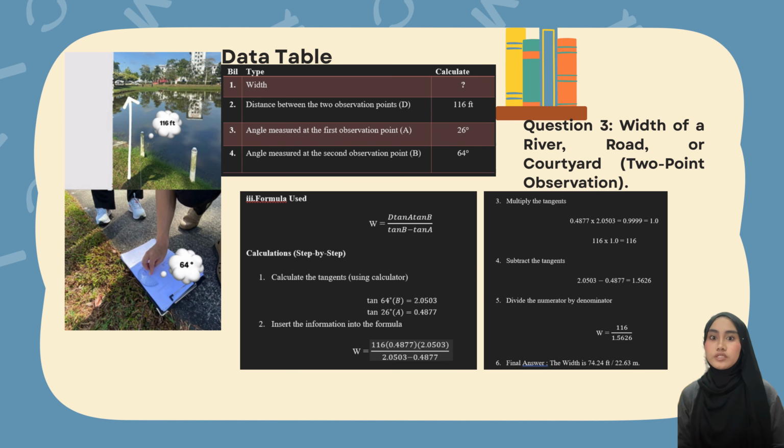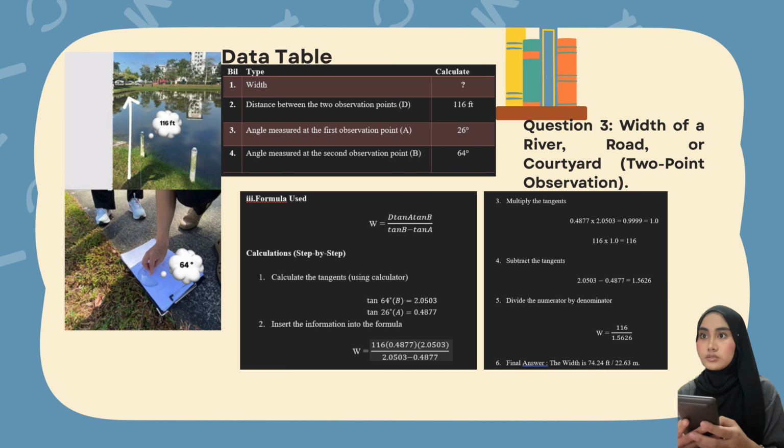Using the formula, use 116 and tan A, which is 0.4877, and then below, tangent B, which is 2.0503, divided by tan B, 2.0503, minus 0.4877, which is tan A. So for step number 3, multiply the tangents given, which are tangent A and tangent B.